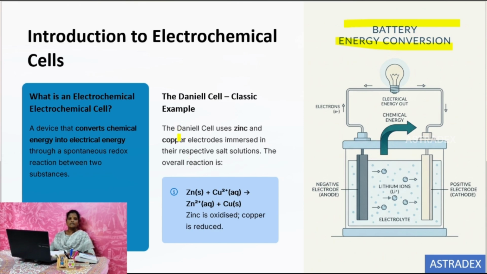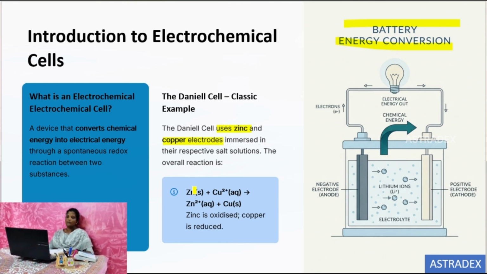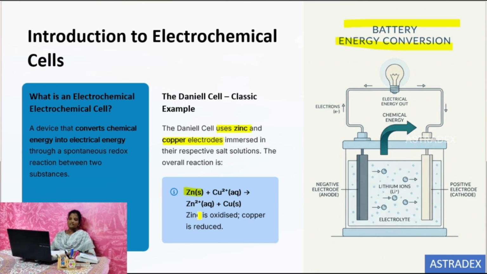So in the Daniell cell there are two electrodes, one is zinc, another one is copper. The Daniell cell uses zinc and copper electrodes immersed in their respective salt solutions. The overall reaction can be written as Zn plus Cu2+ gives Zn2+ plus Cu. In this, zinc has been oxidized and copper is reduced.